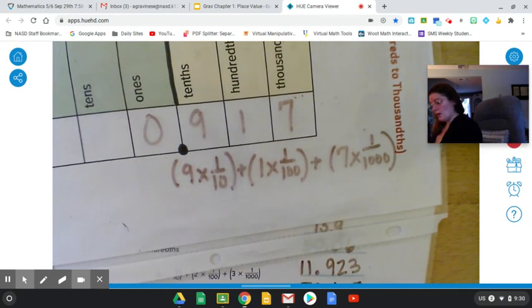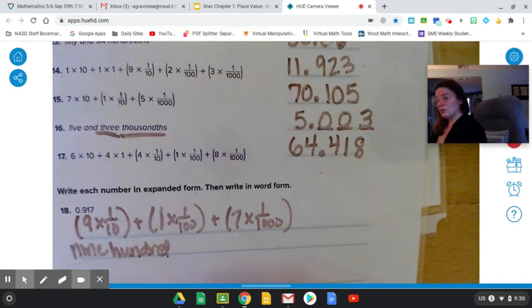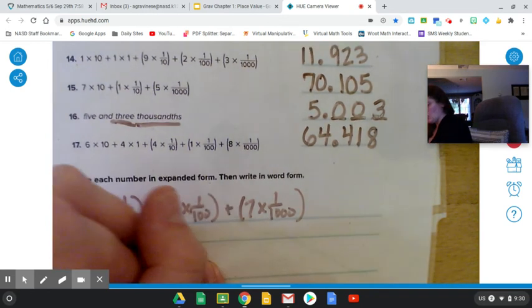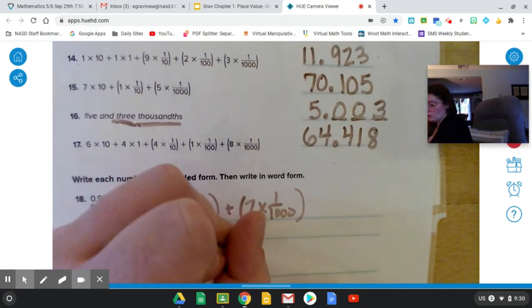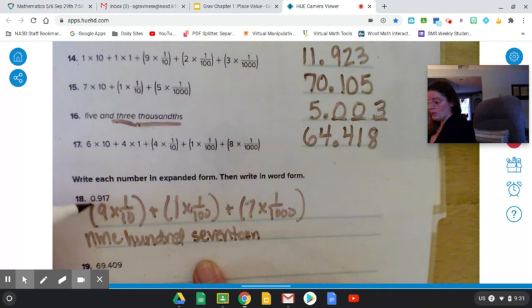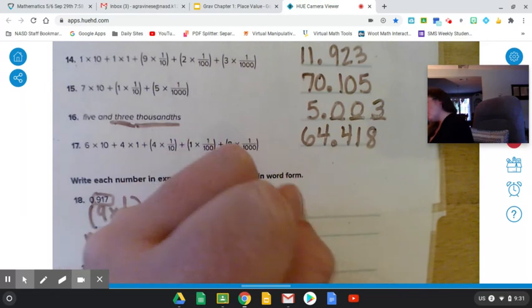And that equals 917. So I just read what's after the decimal point as if it was a whole number. So 917, and then I put the place value of the last digit, thousandths.